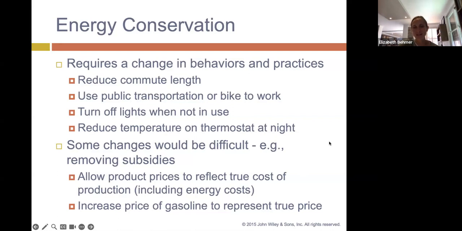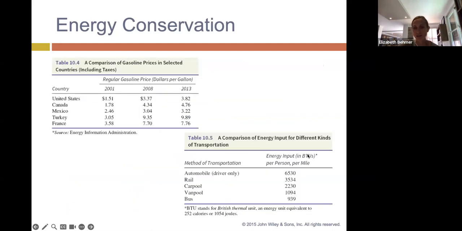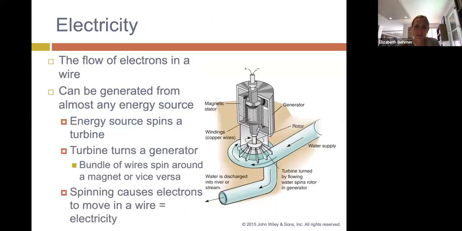Removing subsidies, allowing product prices to reflect true costs of production, and increasing the price of gasoline to represent the true price. So this is a look at the regular gasoline prices per gallon. And again, these are much lower than what they are now. You can see those differences there. And a comparison of energy input for different kinds of transportation. You can see automobile, rail, carpool, vanpool, and bus is the least energy input per person.